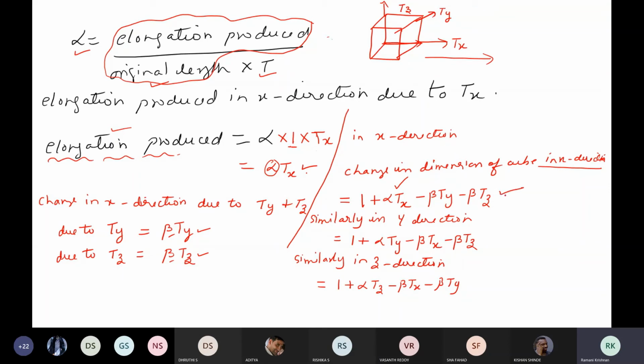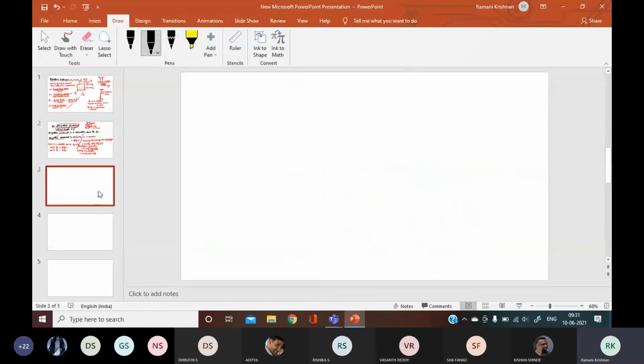Similarly, I can write in the Y direction, which force helps to increase the length? Alpha. So 1 plus alpha Ty minus beta Tx minus beta Tz. Someone asked why minus. Did you understand the reason? Because the other two forces are trying to compress. Similarly in the Z direction. So these are the changes that have taken place. Students, these are derivations. By now you'll get used to that, right?